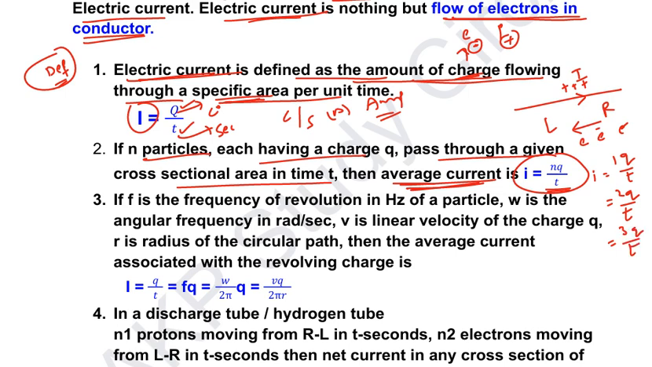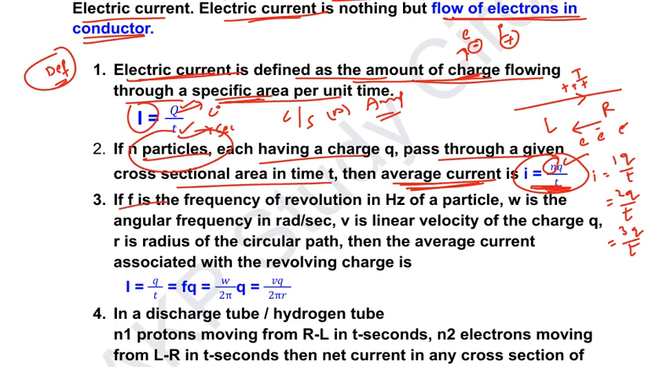Generally the current formula is charge per unit time, but if the number of particles is more, it will keep on increasing. Based on this also problems will be given. They will ask you the number of particles, or the number of electrons. For calculation of the number of electrons also we need to use this formula, I equals NQ by T.